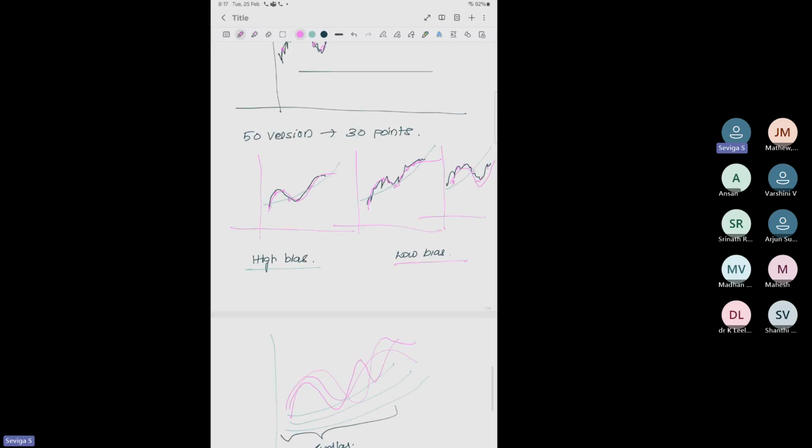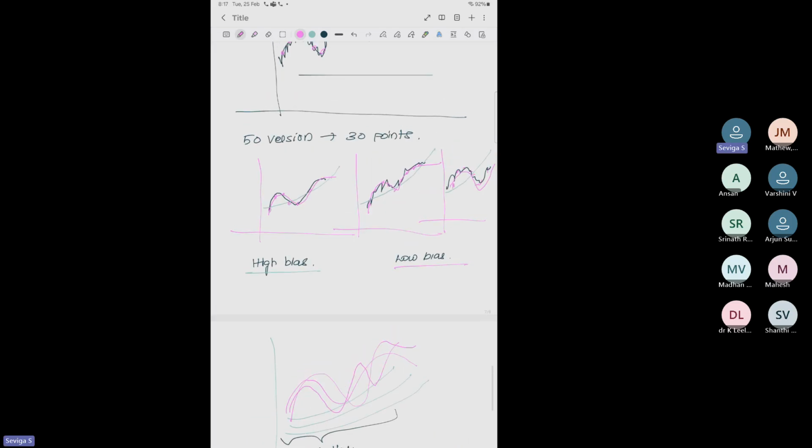We call them low bias because they are complex and flexible enough to accommodate most of the data points flowing through them. But on the other hand, when the curves are simple, smooth, and a gentle upward curve, they look similar to each other, but they are passing through only very few points. So we call them high bias. So is low bias, high bias clear?